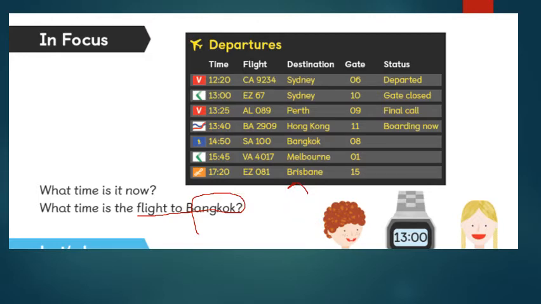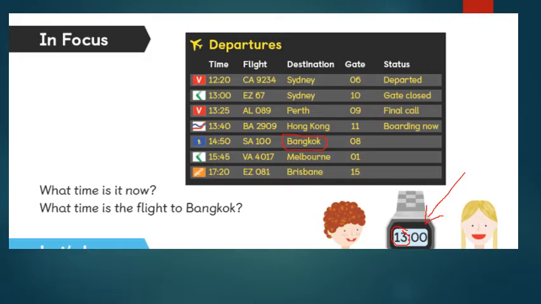Okay, you may be thinking we don't have, first of all, the number 13 on a clock. The highest number that it goes up to is the number 12. So where do we get the number 13 from? We're going to come back to this soon. The time and the flight to Bangkok, so you need to look along the board.